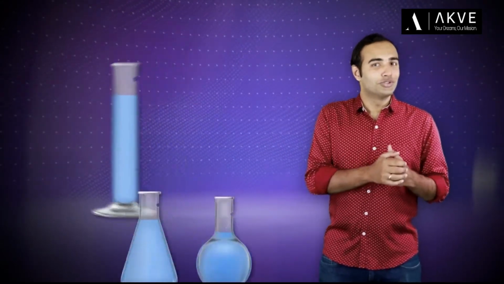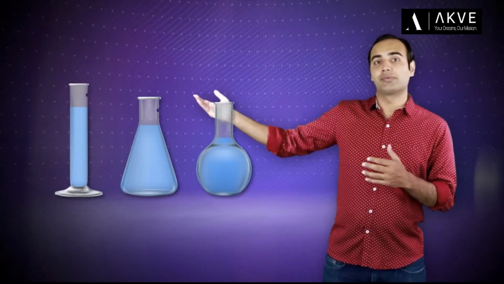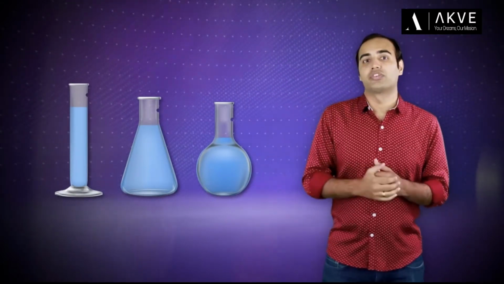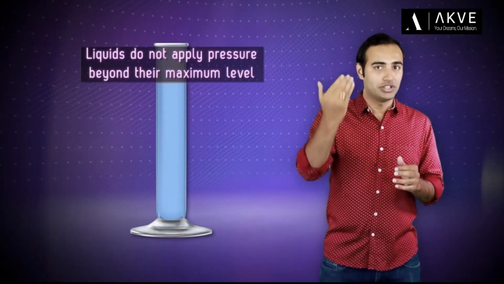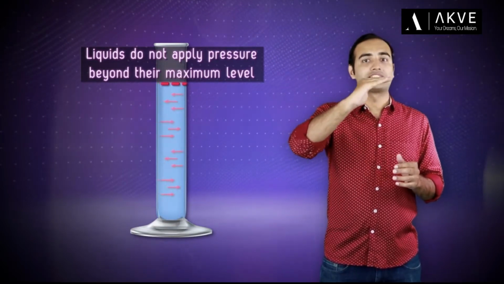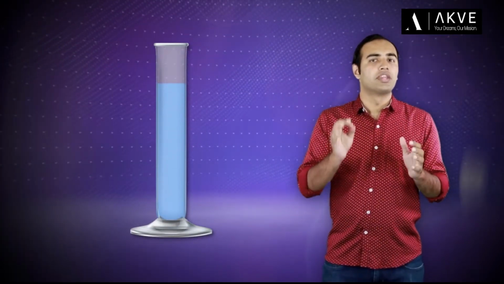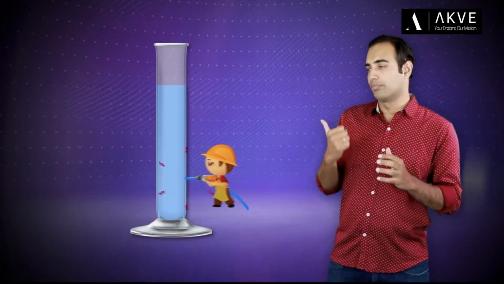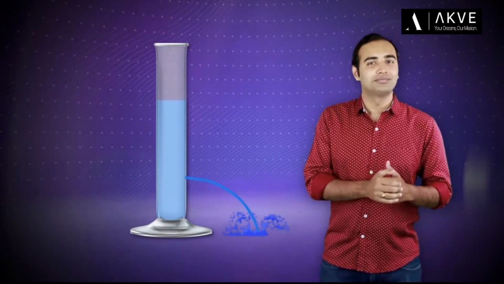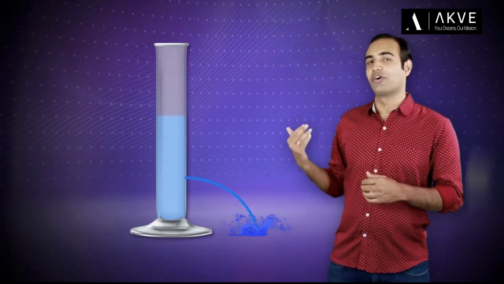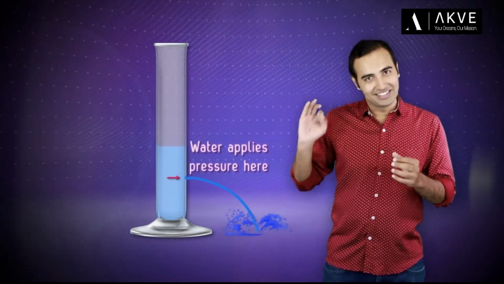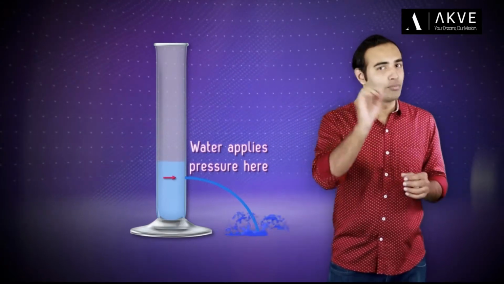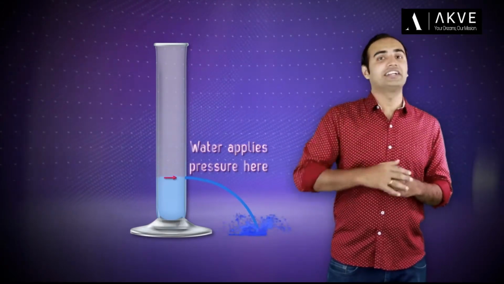Yes. The same is true for the other containers as well, by the way, which are the conical flask and the round bottom flask. So what we understand from there is that liquids don't apply any pressure on the container walls above their own maximum level. However, if I poke a hole somewhere towards the bottom, you know what will happen, right? Water would simply flow out of that hole.